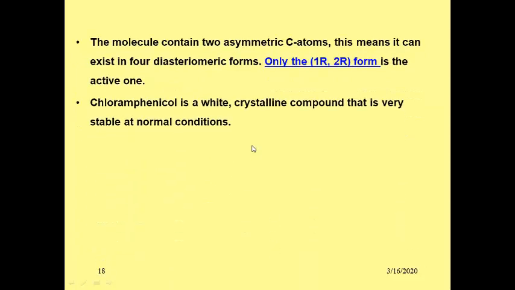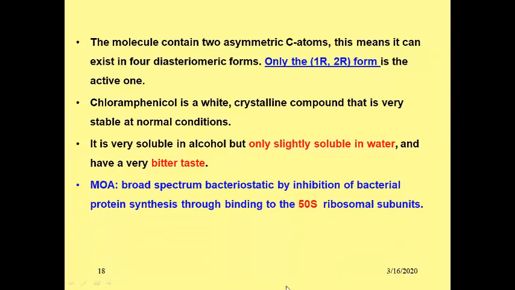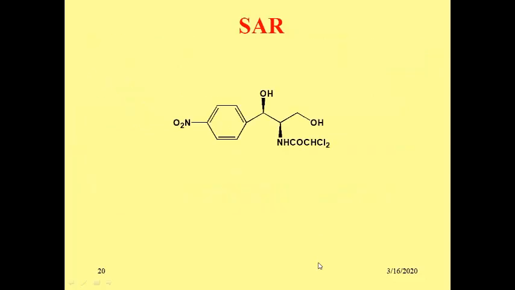Chloramphenicol is white crystalline, but is stable at normal condition, unlike tetracycline. Very soluble in alcohol, but slightly soluble in water. It has a bitter taste. This is a big problem: water solubility and bitter taste. How to solve both challenges? Mechanism of action is bacteriostatic through inhibition of the 50S ribosomal subunit.